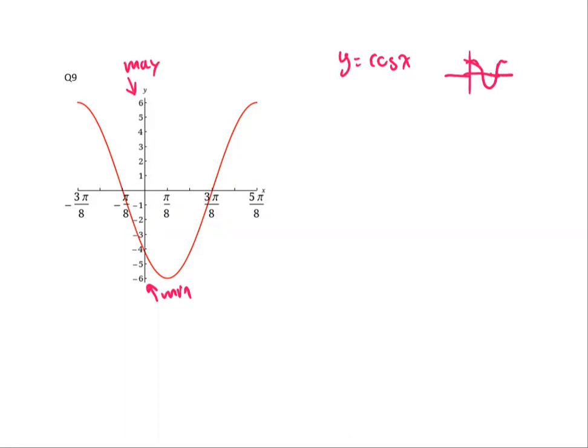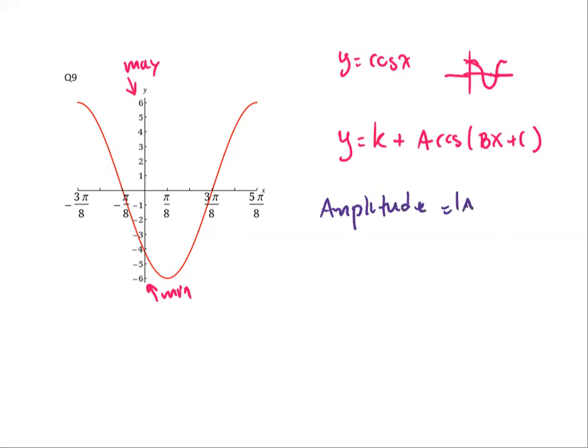The standard form of the equation is going to be y equals k plus a times cosine of the value bx plus c. To find the a, or the amplitude, we use the formula for the amplitude: absolute value of a equals 1/2 times the max minus min.